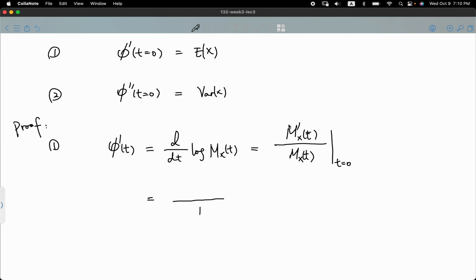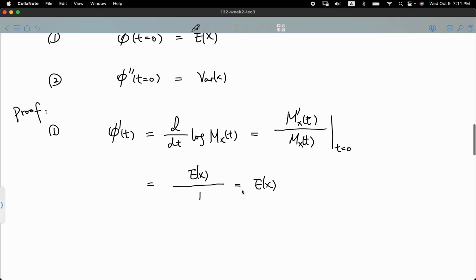And then the numerator is equal to the expected value when you evaluate at t equal to 0. This is by what we showed earlier for the first order derivative. So that will give you the result, which is equal to the first moment.